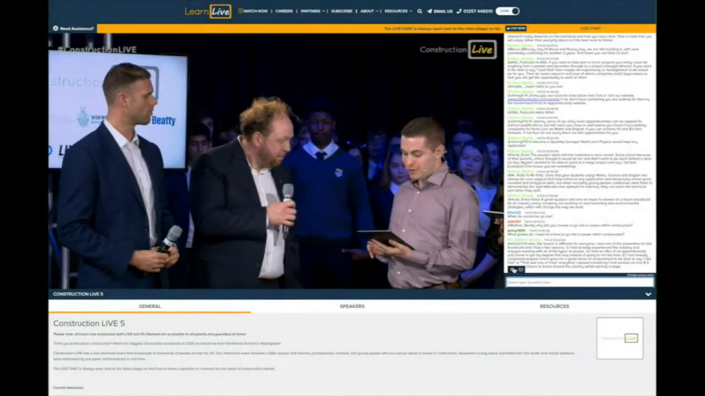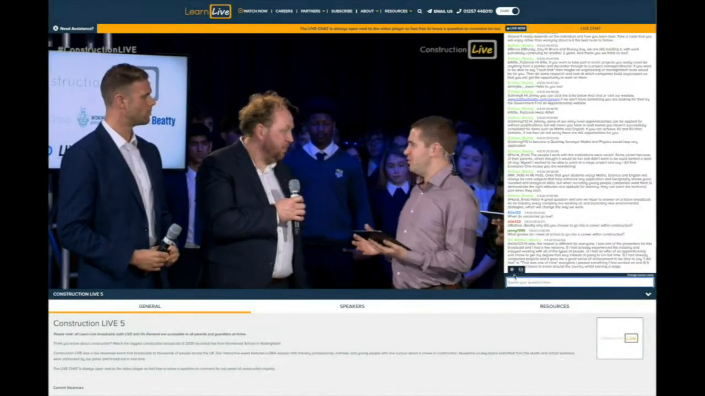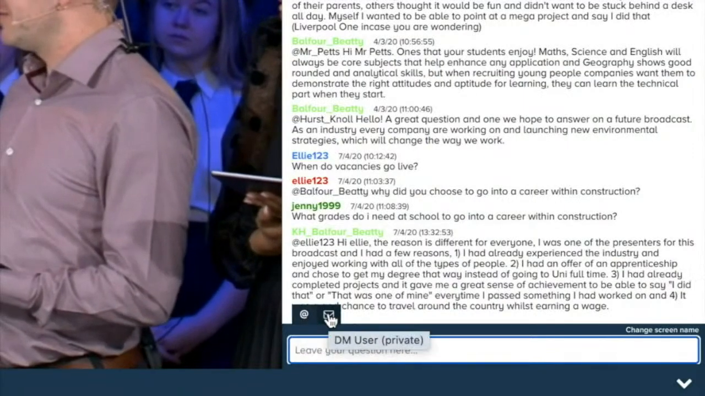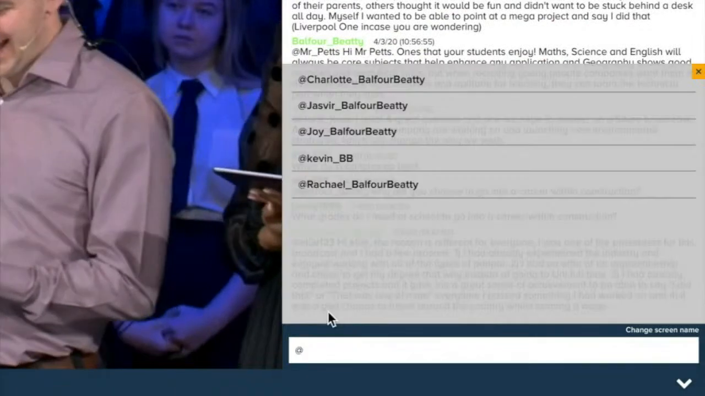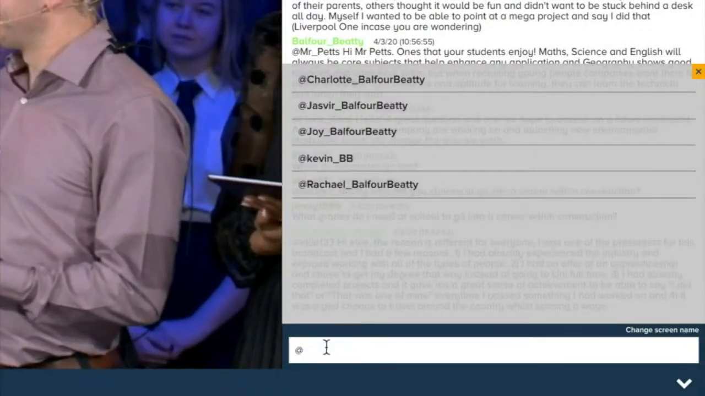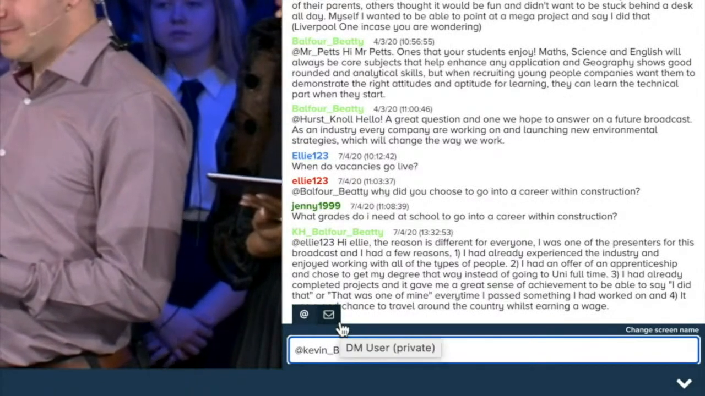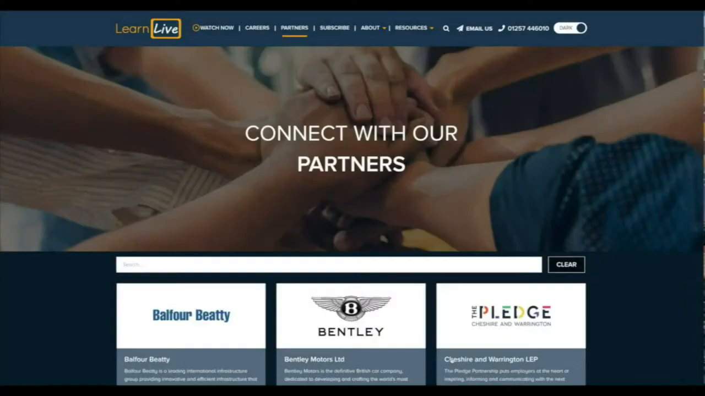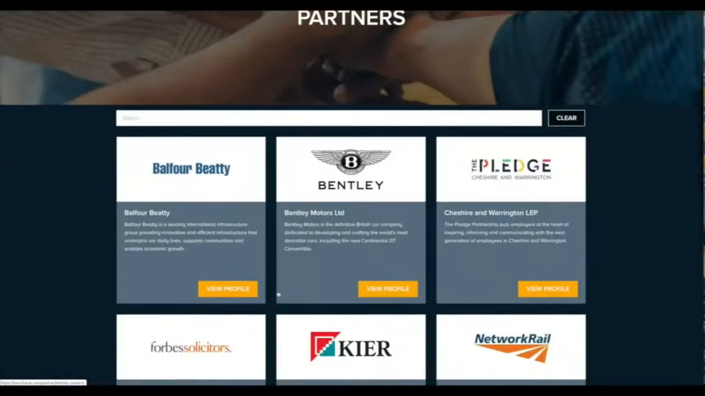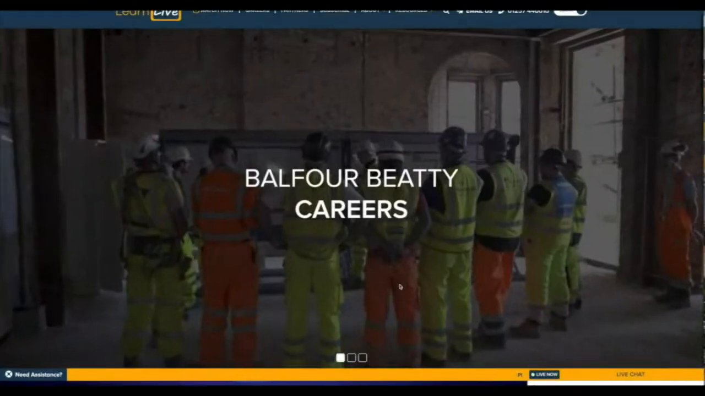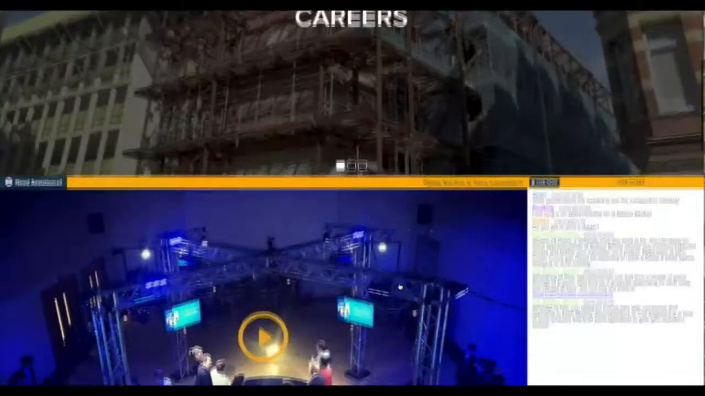To type your question, simply click on the chat box. You will then see two symbols appear. The @ symbol will mean your comment or question will be posted publicly for others to see. The email symbol means your comment or question can be sent directly to the person of your choice from the list that will appear. You can now speak to the people behind the broadcast and ask any questions you may have, or check out our partner pages to see the companies we work with who you can speak to right now about their current vacancies.